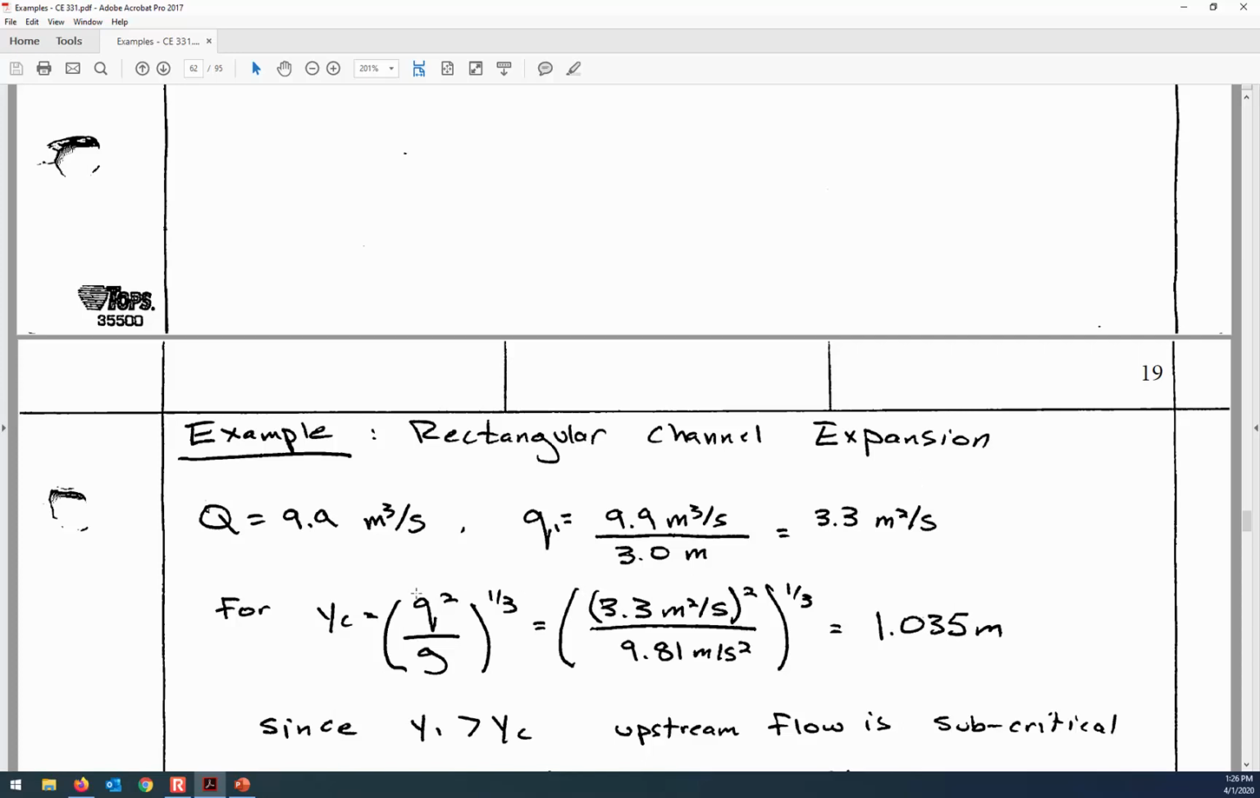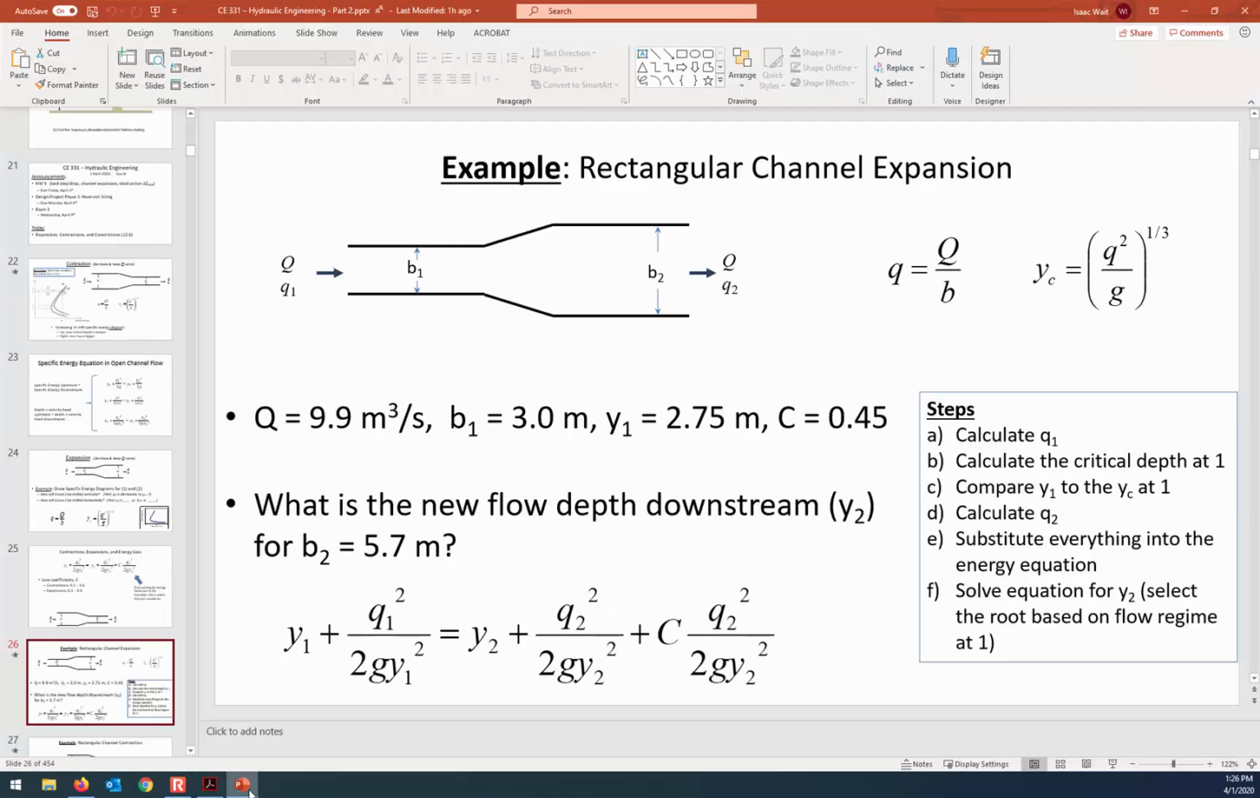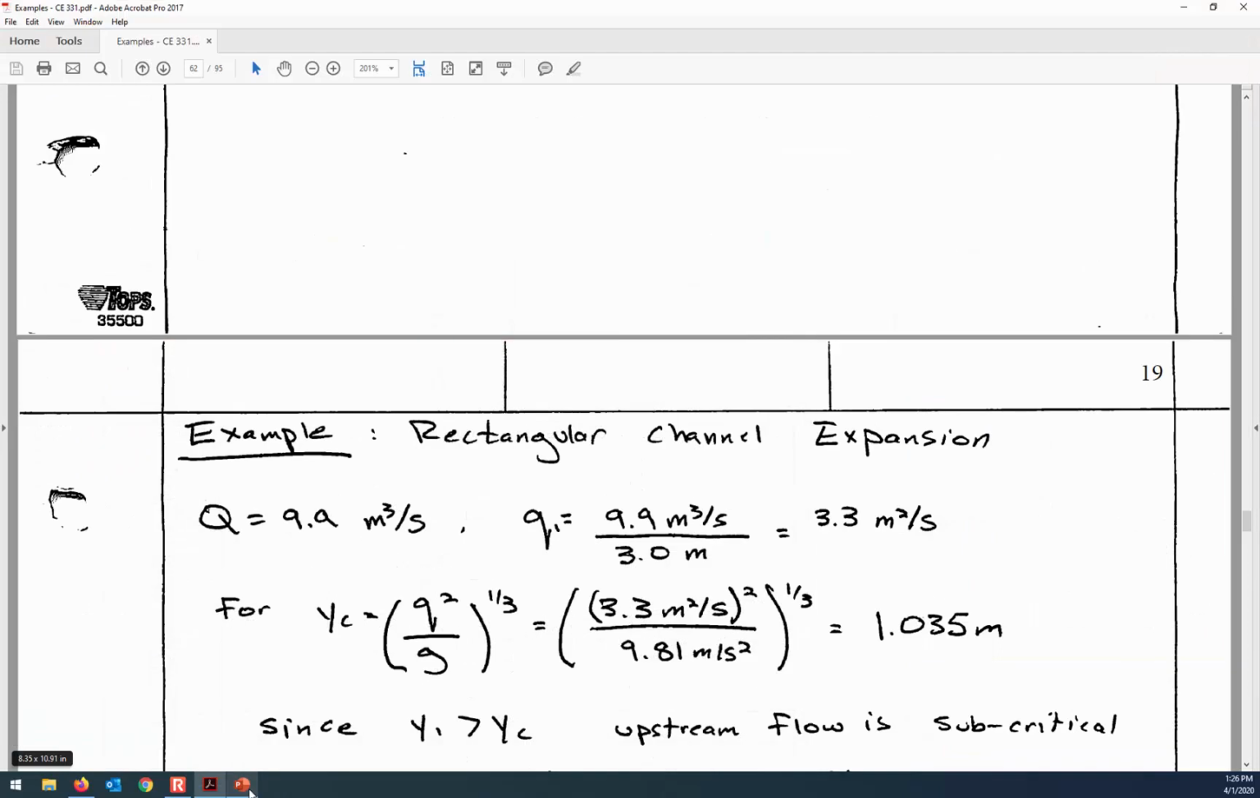All right, the step-by-step also said that we need to compare that to the critical depth at 1. So let's calculate the critical depth at location 1 using this shortcut that applies for conditions that are rectangular, for a rectangular channel. So the critical depth is 1.035 meters.